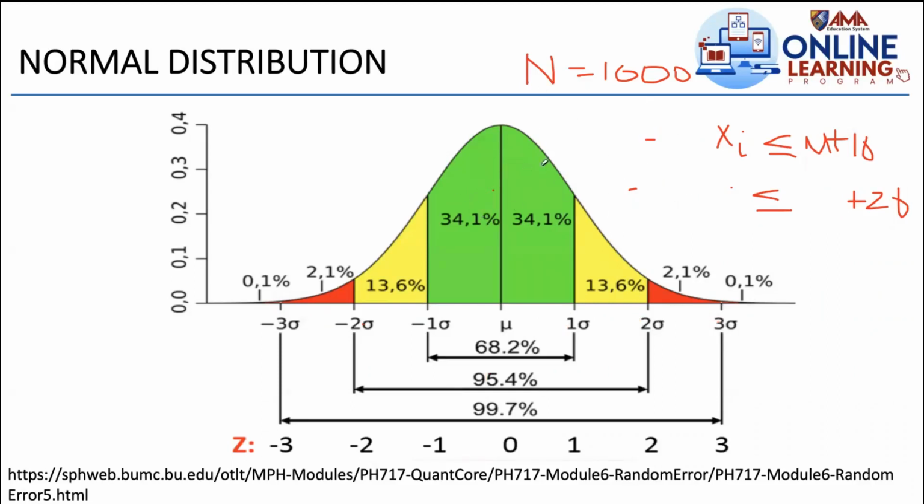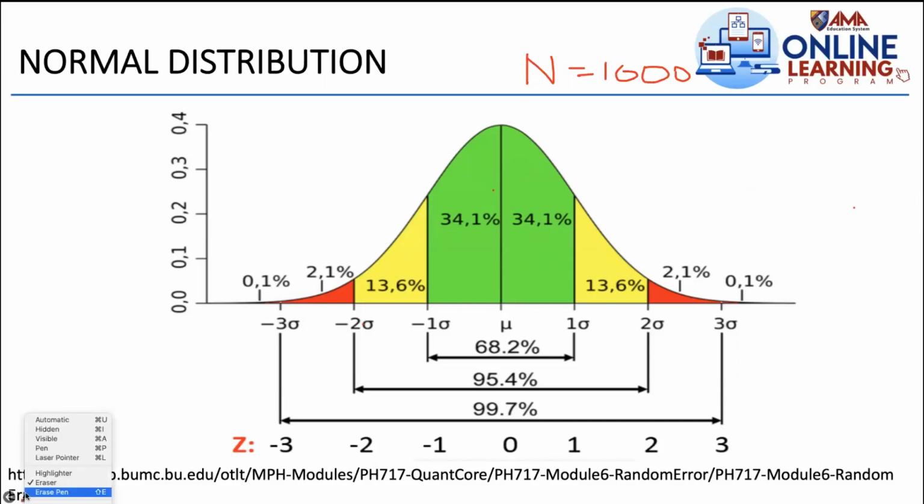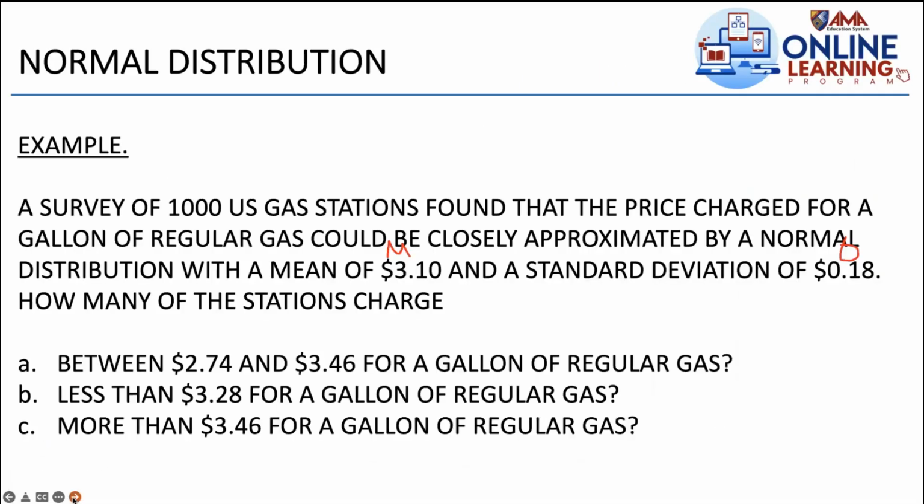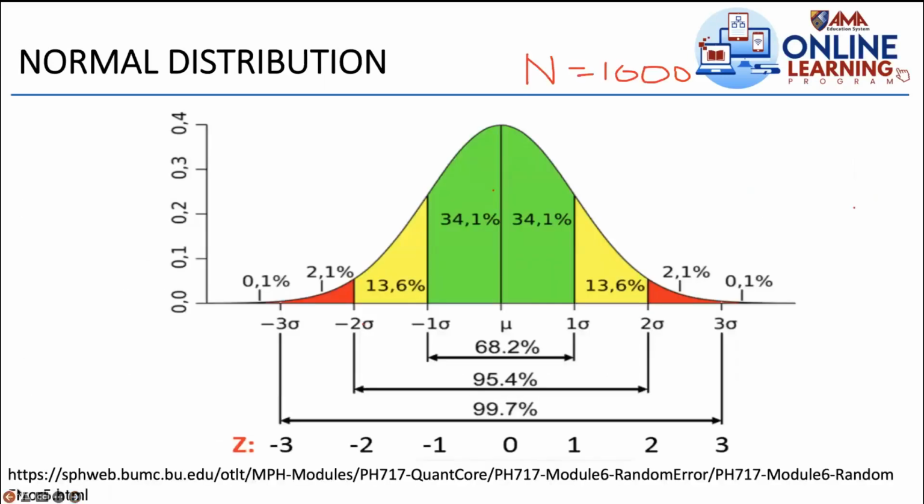But again, it's still 1,000, no? So let me not erase the 1,000 here. Okay, so let's just concretize. What's the mu here again? The mu is, as mentioned, 3.10. So mu here is this one, meaning this one is 3.10, no? This is 3.10. Okay, 3.10. But what is the sigma? I should not have erased the mu minus. Anyway, what is the sigma? 0.18, right? So the sigma is 0.18.